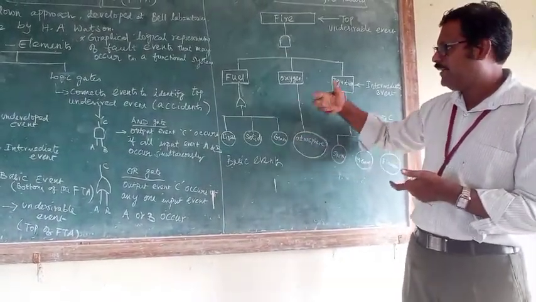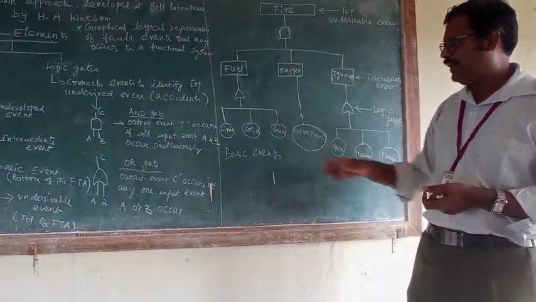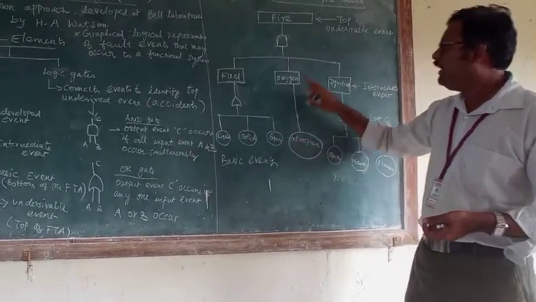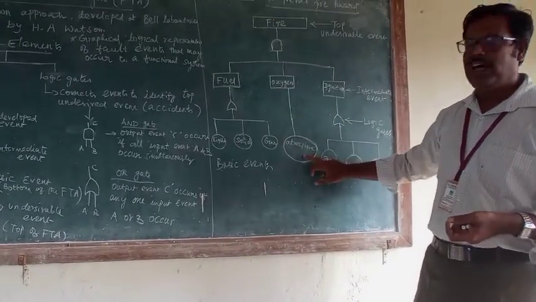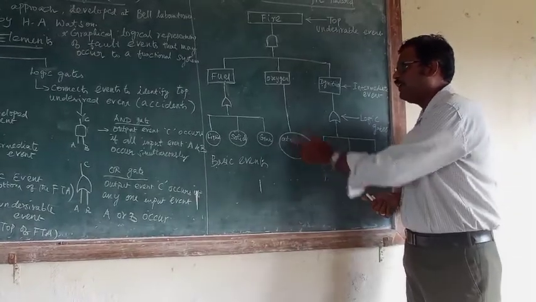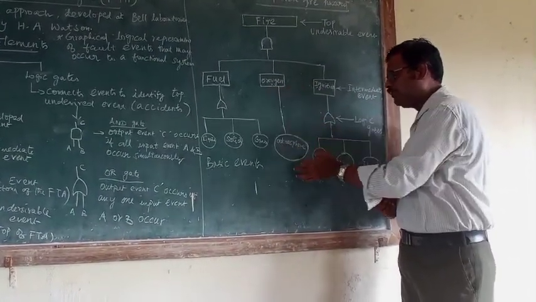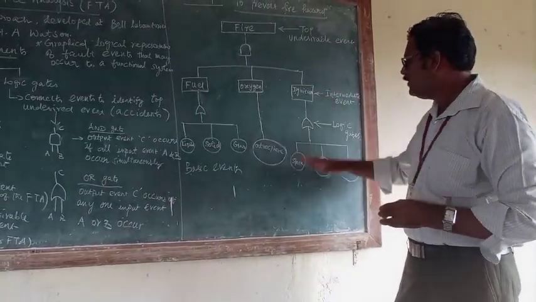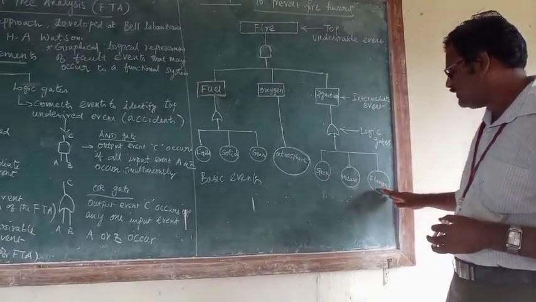Which has the fuel element for creation of the fire. So these are the basic events for fuel. And for oxygen, it is only in the atmosphere. So that is your basic event for the intermediate event called oxygen. For this component, the atmosphere is the basic event. And next is your ignition. It can be a spark, it can be a misuse, or it can be flames.